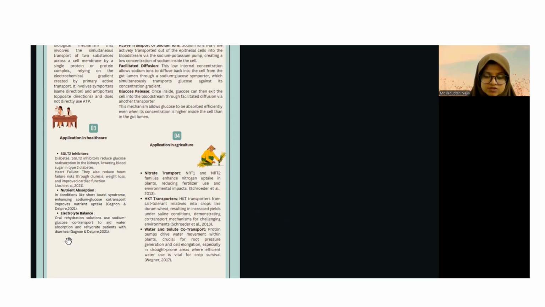Then HKT transporters. They are derived from saltwater relatives and genetically engineered into crops like durum wheat, resulting in increased yields under saline conditions, demonstrating co-transport mechanisms for challenging environments. Then water and solute co-transport. Proton pumps drive water movement within plants, crucial for root pressure generation and cell elongation, especially in drought-prone areas where efficient water use is vital for crop survival.